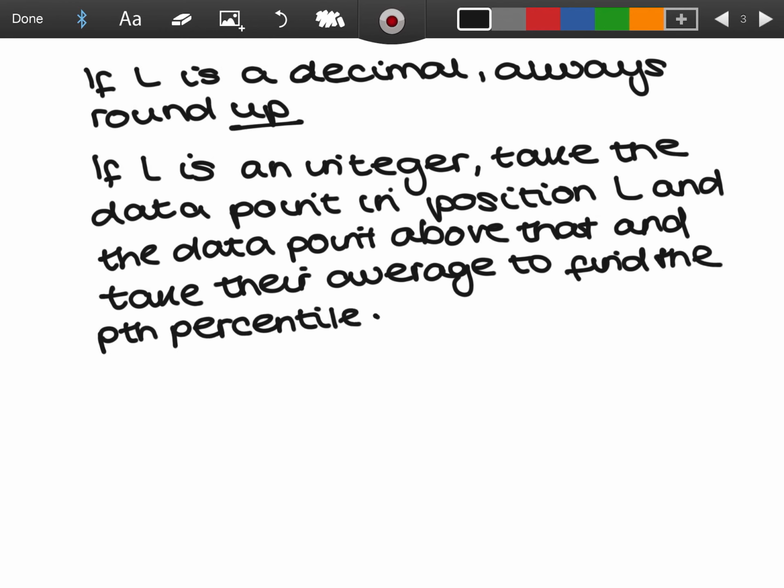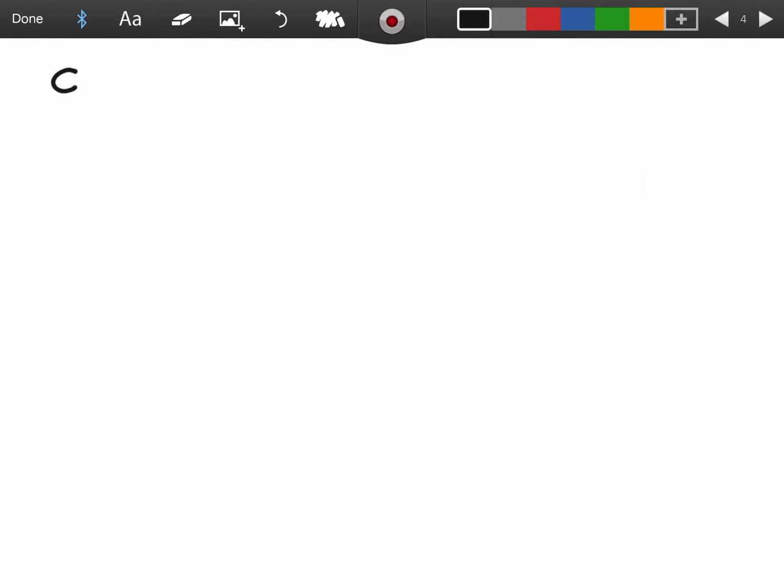So it's actually easier if L comes out to a decimal in some ways. But if L is an integer, just take the data point in that position L and take the data point above it and find their average, and that will be the pth percentile. Let's do a quick example.